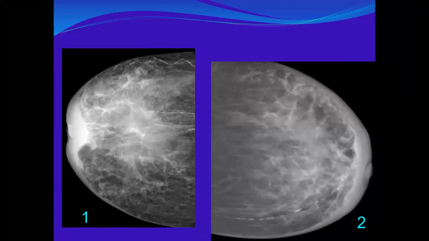What about this one? This is case 1 and case 2. What do you think, Magdalene? The right breast, there is global asymmetry with diffuse breast edema in form of thick trabeculation and diffuse skin thickening and nipple retraction. So this is BI-RADS 4C. Excellent.